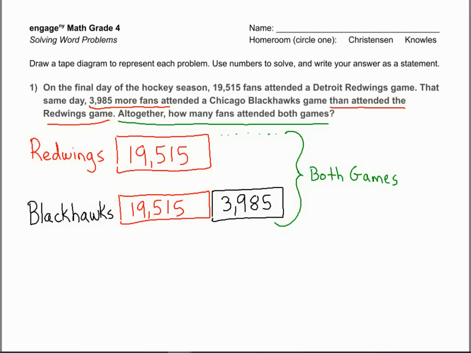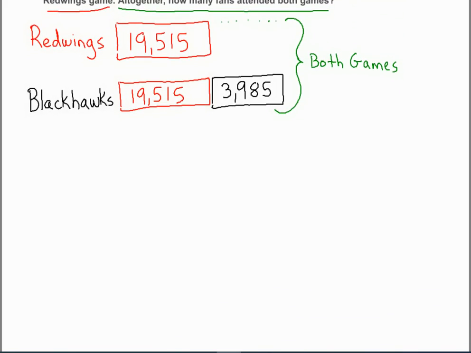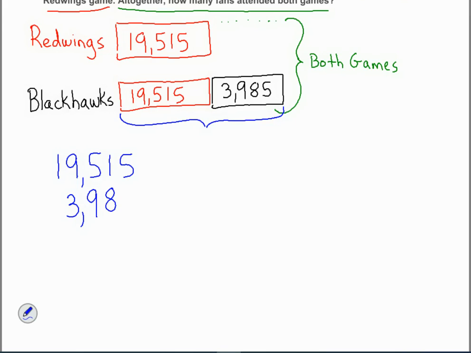And this is a tape diagram. This is one example of how you could make a tape diagram. Well, let's quickly solve that. So I'm going to try to figure out how many people attended this Blackhawks game first. So I'm going to write that over here: 19,515 and 3,985. And I'm going to add.